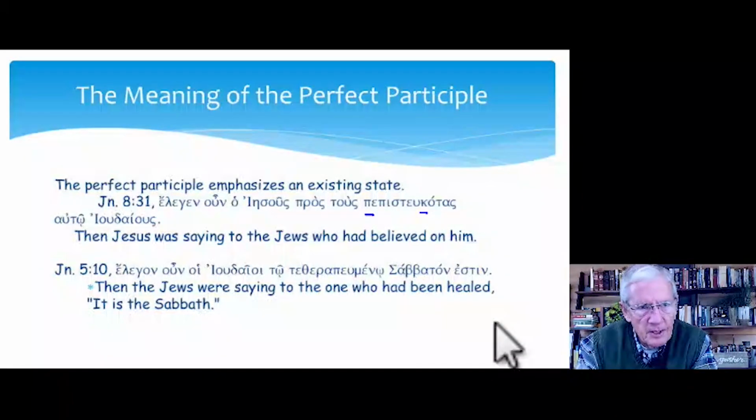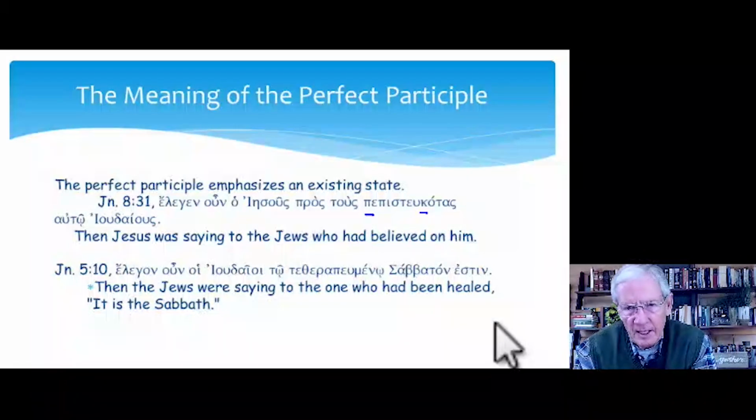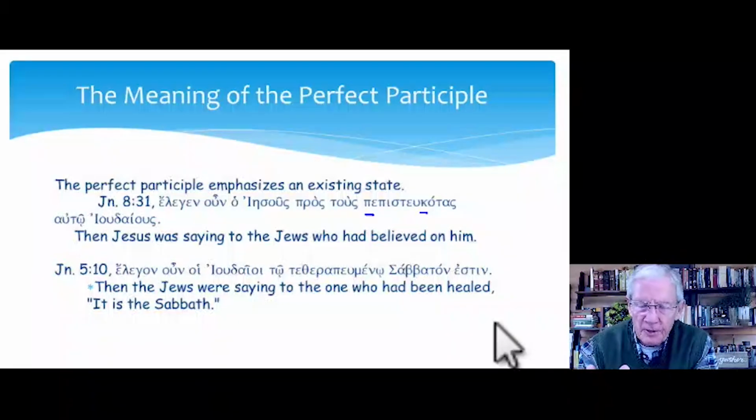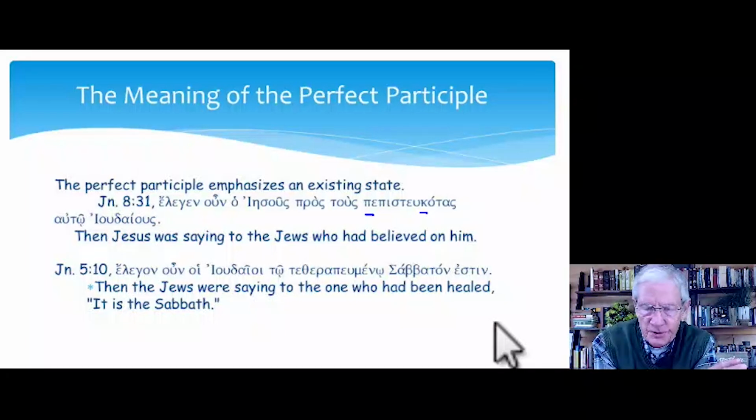Now, the object there is Ioudaious, the Jews. That's also masculine plural accusative. So Jesus was saying to the Jews who had believed on him. The perfect participle is prior to the main verb there, and the main verb there is "Jesus was saying." So prior to this, they had believed and they were still in a believing condition. That's what the perfect participle emphasizes: an existing state.